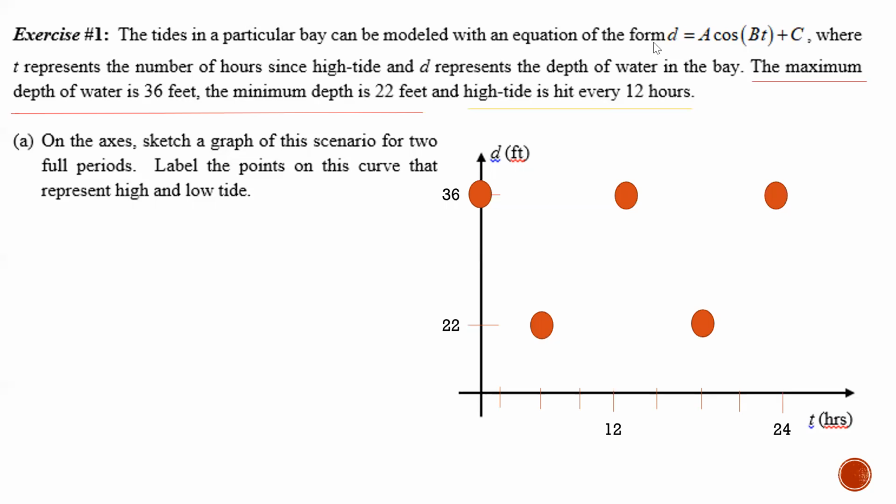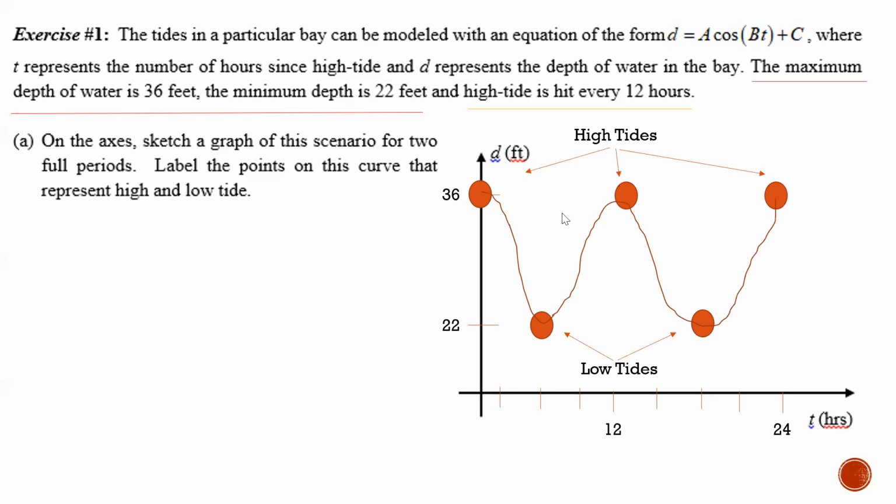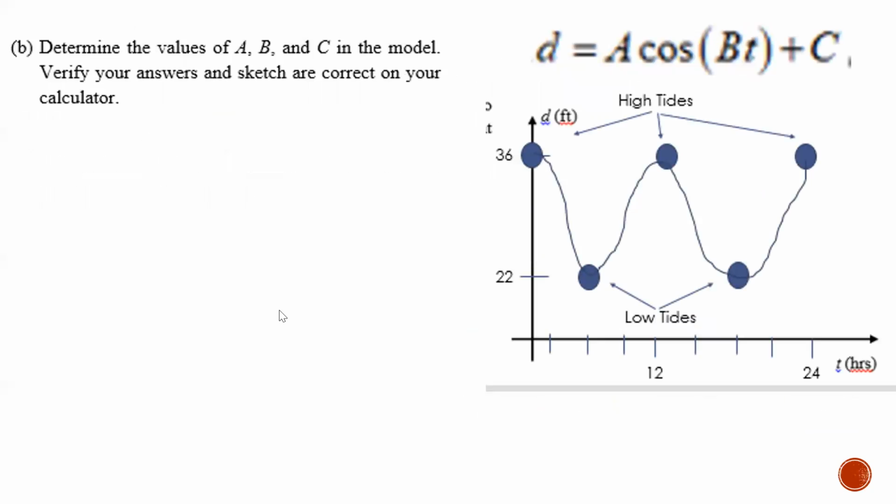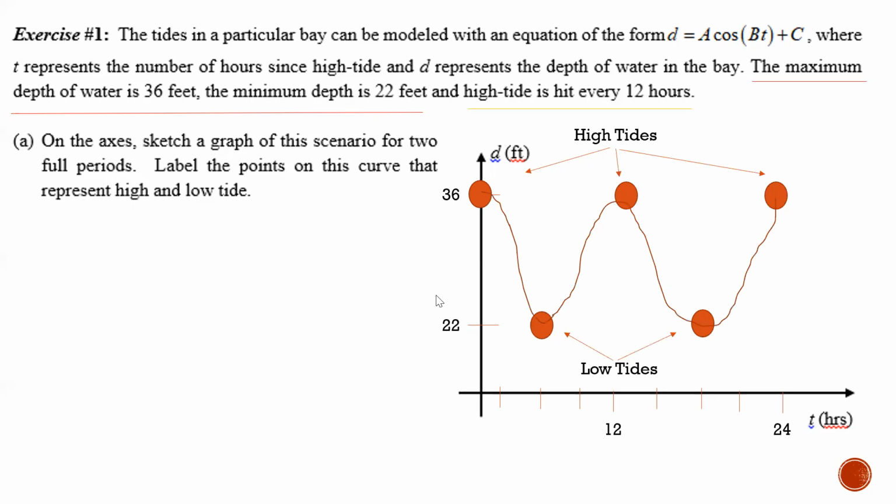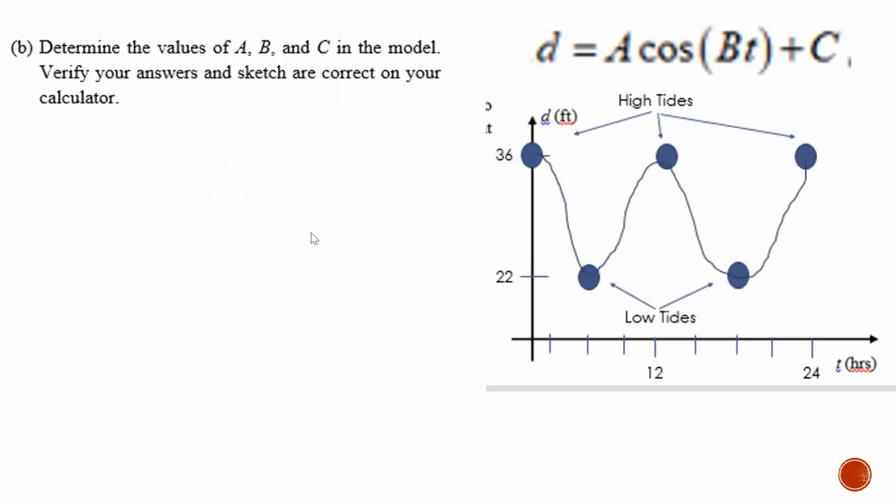Okay, this is a cosine curve, so we know we start up. Then it goes to the middle, then it goes down, then it goes to the middle, then it goes up. There we go. There's our thing. Okay. Now, our high tides are going to happen here. Our low tides will happen here. Okay. Sorry. There's our graph. Beautiful, right? So then determine the values of A, B, and C for our model.